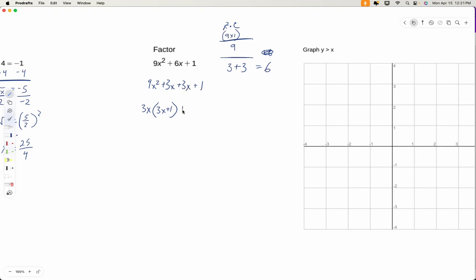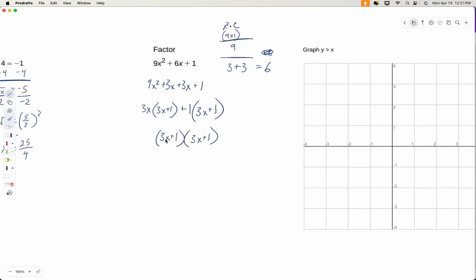Now from here, I can't factor that because it is 3x plus 1, right? But what we can do is we can multiply that by 1 and have the same exact values. So what we get is 3x plus 1 times 3x plus 1.